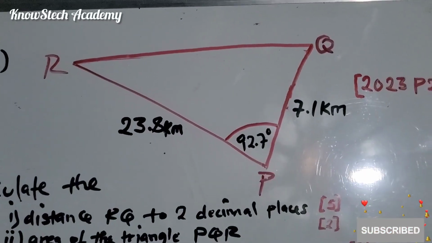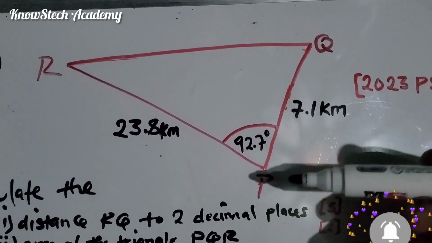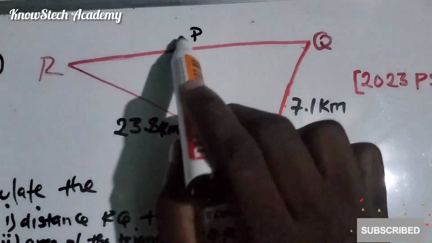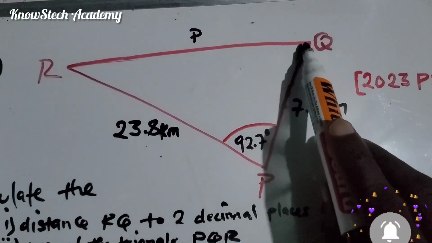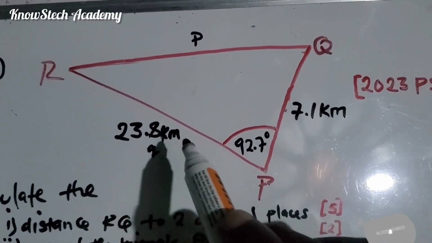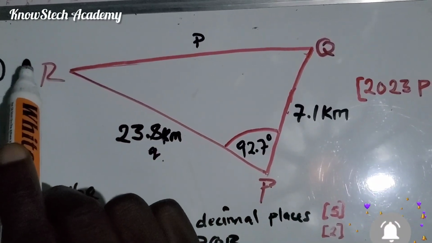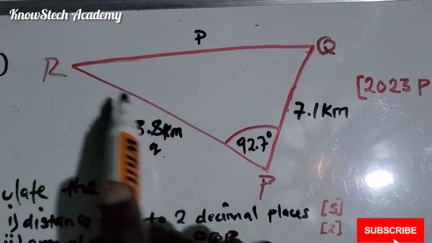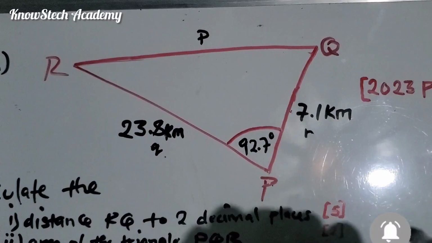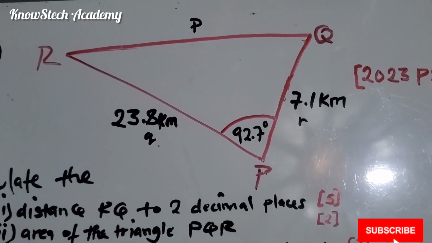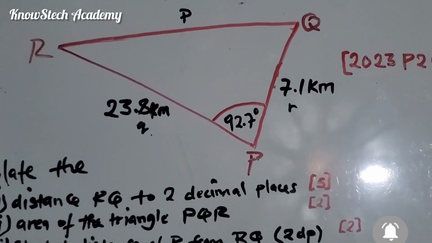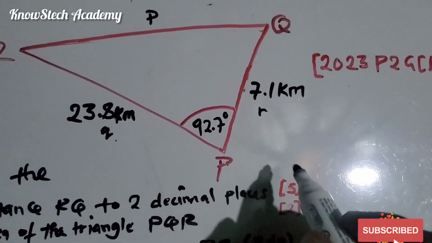All right, so let's write the sides. This angle P, its opposite side is this side, which is small letter p. Then this angle Q here, its corresponding side is this one, which will be small letter q. Angle R, its opposite side is this side, which is small letter r. So those are the sides we're going to use to come up with a formula. Okay, so we're going to start with P.